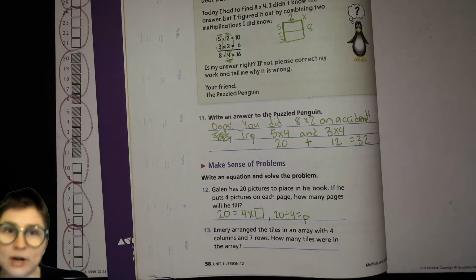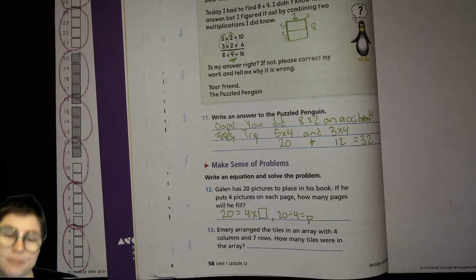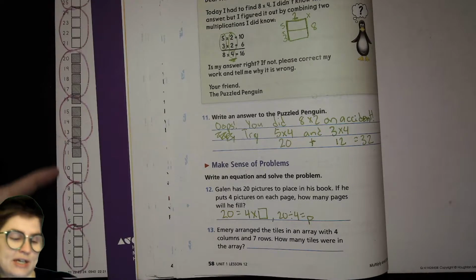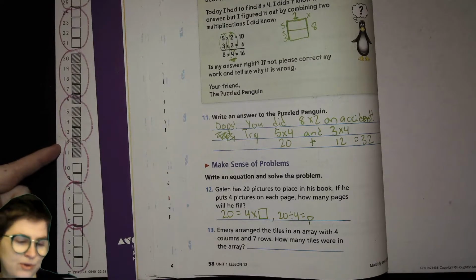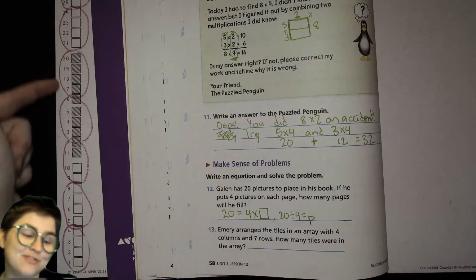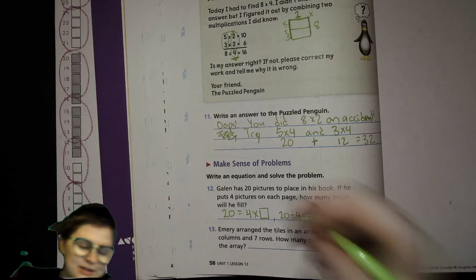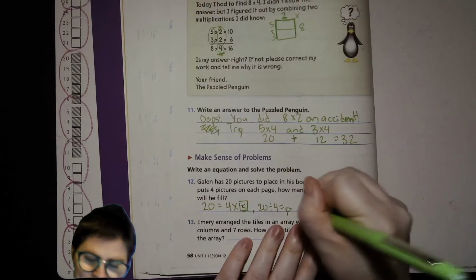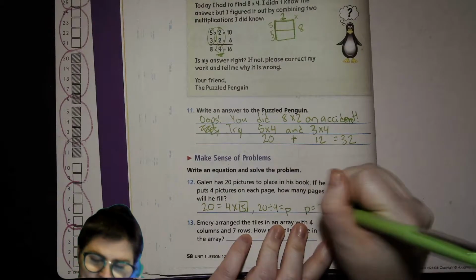Well, 4 times 1 is 4. 4 times 2 is 8. 4 times 3 is 12. 4 times 4 is 16. And I hope you know by now, 4 times 5 is 20. So 4 times 5 is 20. So pages, or P equals 5 pages.